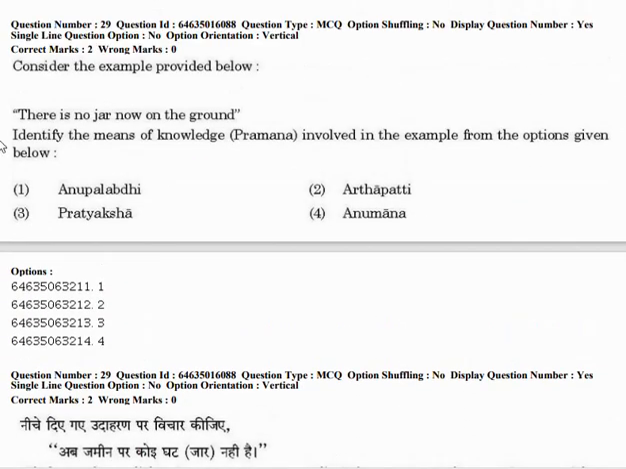Question number 29. There is no jar now on the ground. Identify the means of knowledge involved in the example. अनुपलब्धि, अर्थापत्ति, प्रत्यक्ष और अनुमान, क्या हो सकता है? It is अनुपलब्धि.